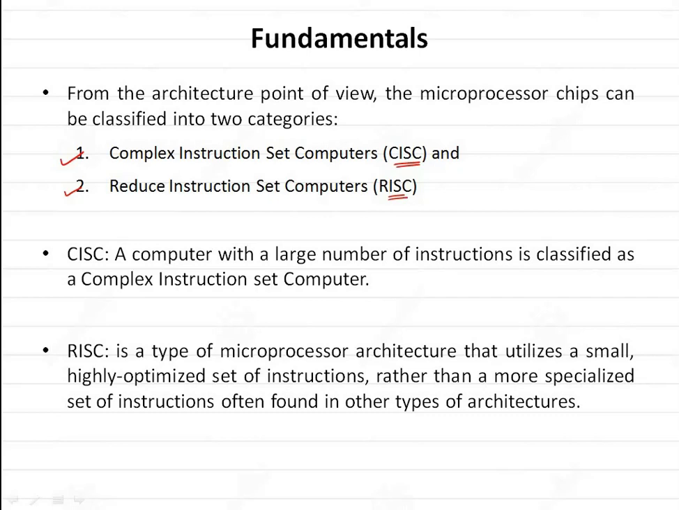The fundamental difference lies in the complexity and the number of instructions. In case of a complex instruction set computer, that is CISC, it consists of a very large number of instructions, and that is why it is known as complex instruction set computer. On the other hand, in case of RISC architecture, such a microprocessor utilizes a very small and highly optimized set of instructions, and using these instructions we could further write our more complex instructions. So overall the complexity and the number of instructions are very low in case of RISC architecture. That is why it is known as reduced instruction set computers.